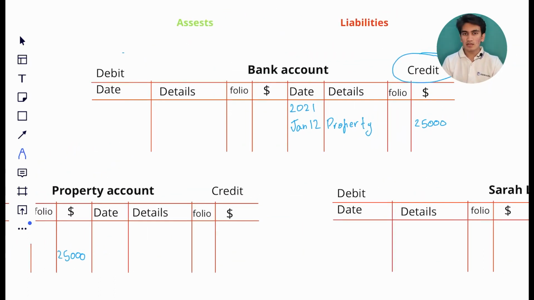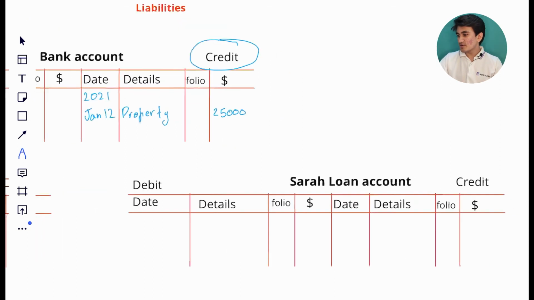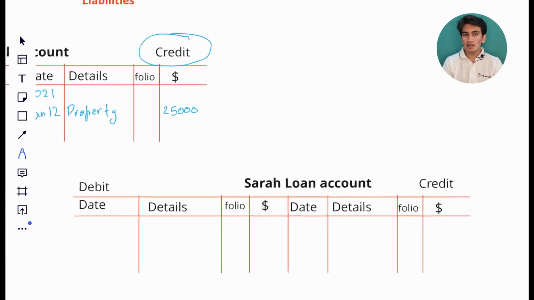Now let's look at an example of liabilities. So our business needs more cash because we have done several transactions. We have spent a lot of money as the business has just started. So we need a loan. So for that, our business owner Alex approaches Sarah, his friend. Sarah tells okay and gives $35,000 worth of loan to Alex.